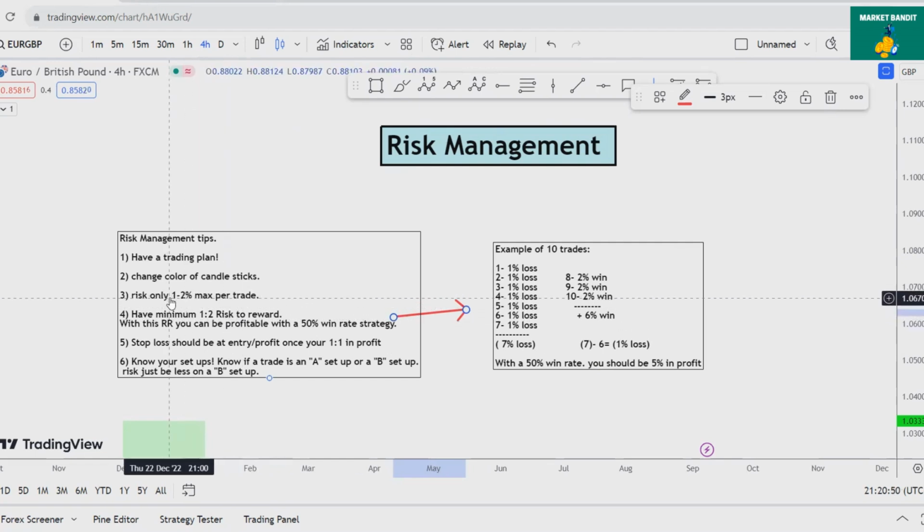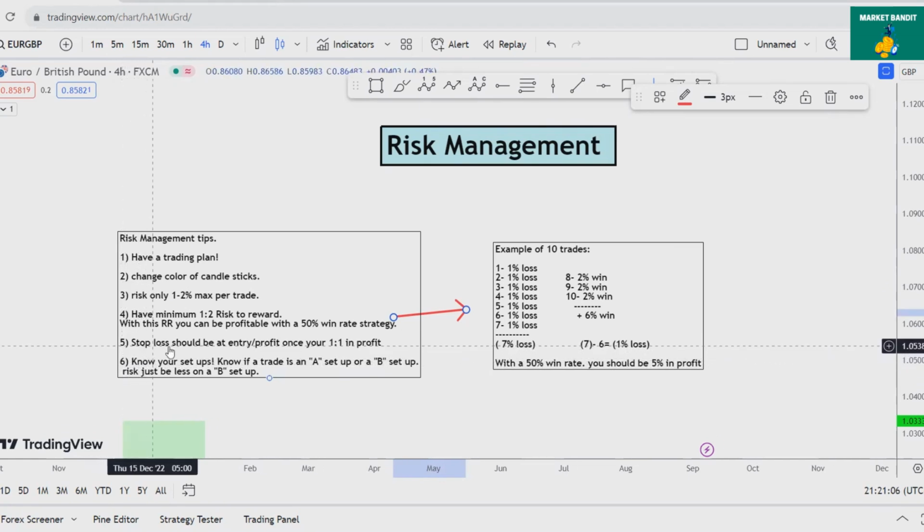And only risking 1% per trade, 2% max, right? And there's a reason why I put 2% here as well. That's going to be related to tip number 6.